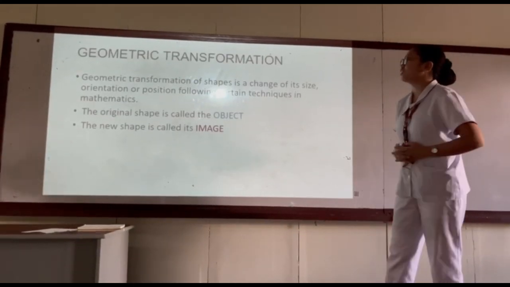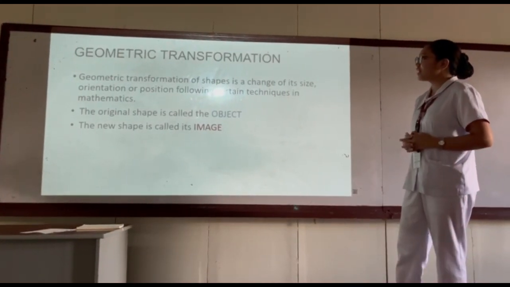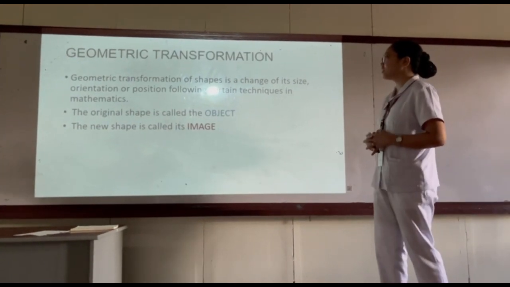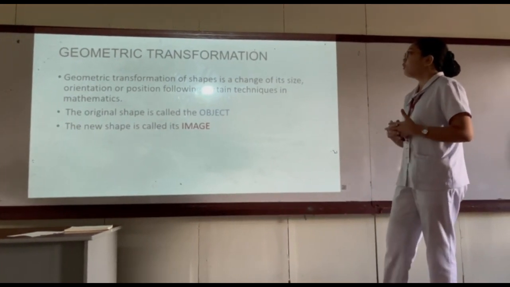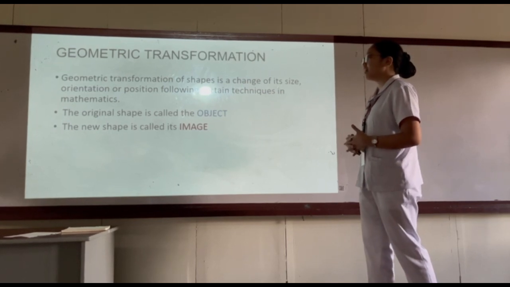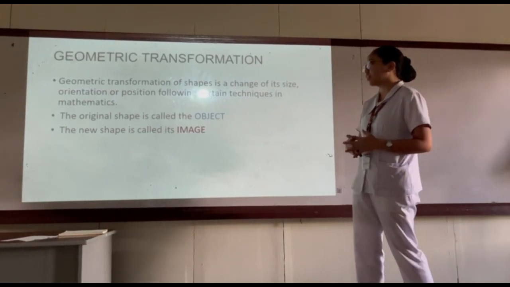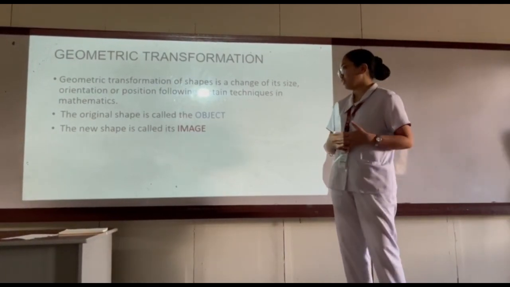Geometric transformation of shapes is a change of its size, orientation, or position following certain techniques in mathematics. The original shape is called the object, and the new shape is called its image.